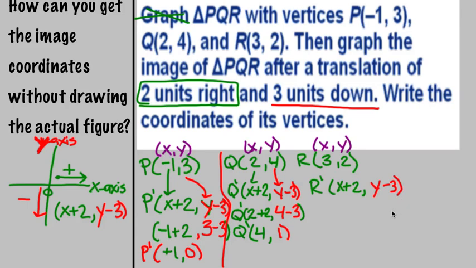It's best practice. So I know, still the same, to find r prime, I need to add 2 to x and subtract 3 from y. I'm not doing anything different. Why don't you go ahead and hit pause and then come back and see if you got the right answer.